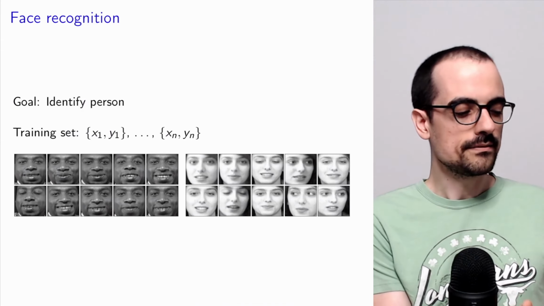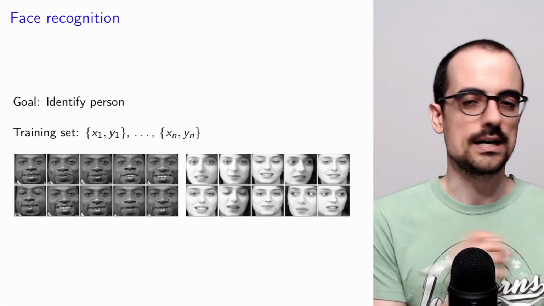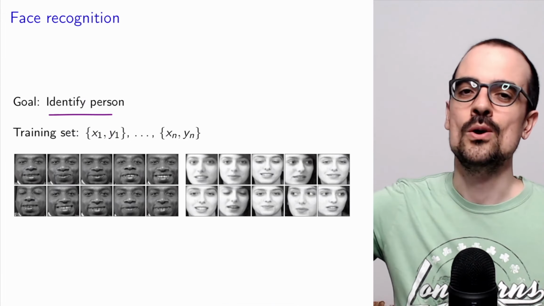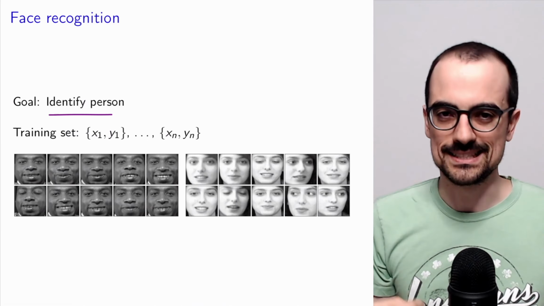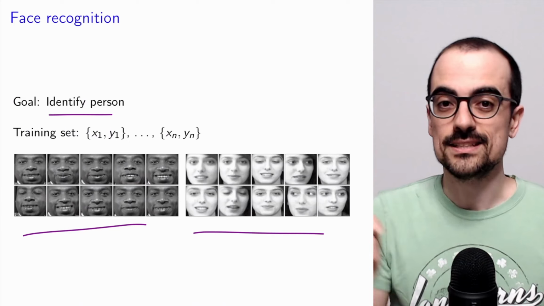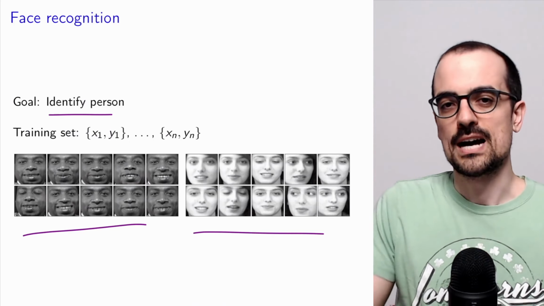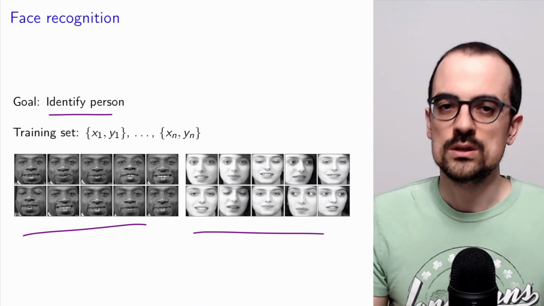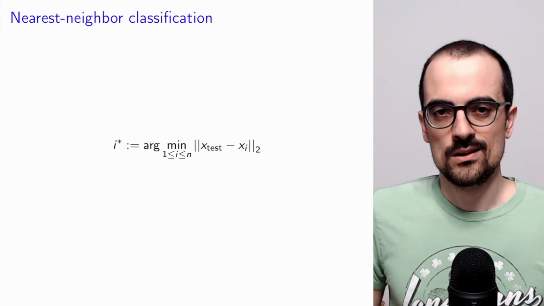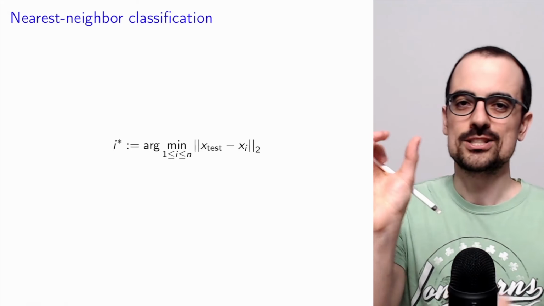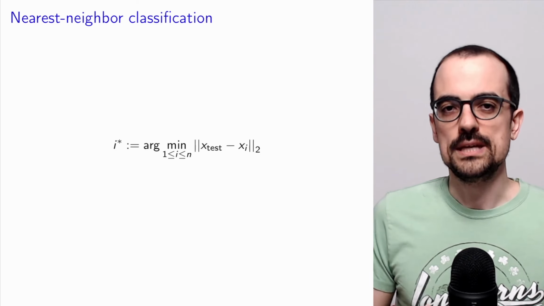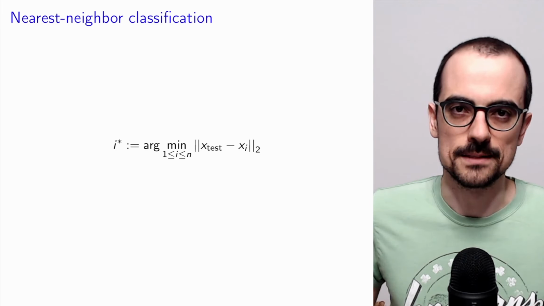Our goal is to identify a new picture, to identify to what person it corresponds in our training dataset. So we have a training dataset of faces where we know the identity associated to each face, and now a new picture comes in and we want to identify the person. We're going to do this in a very naive way where we just apply nearest neighbor. We take the picture, we compare it to all of the pictures in the database. The closest one is going to be our estimated identity.